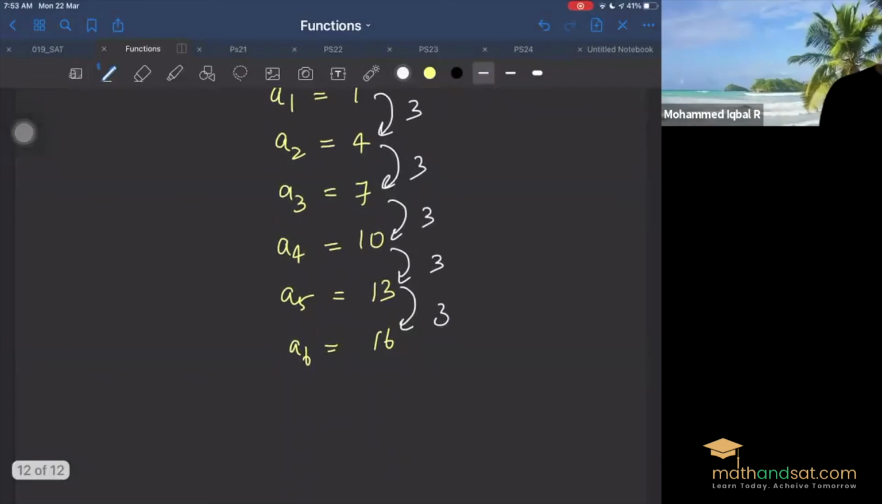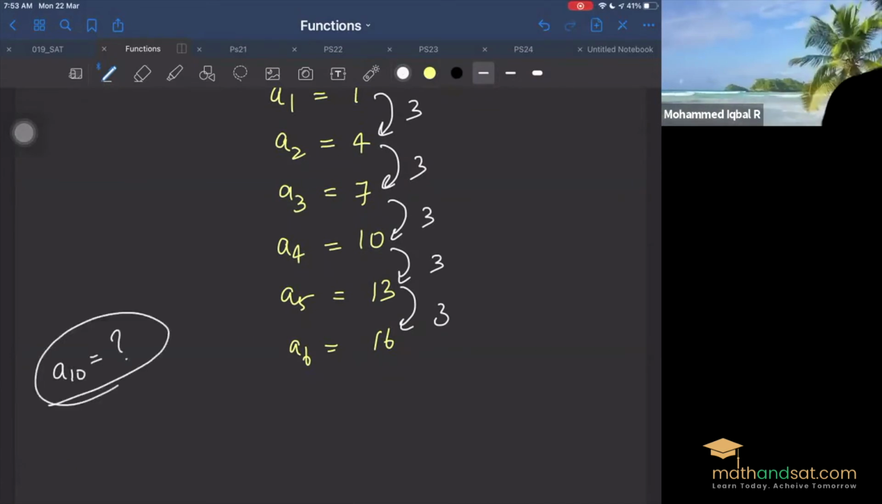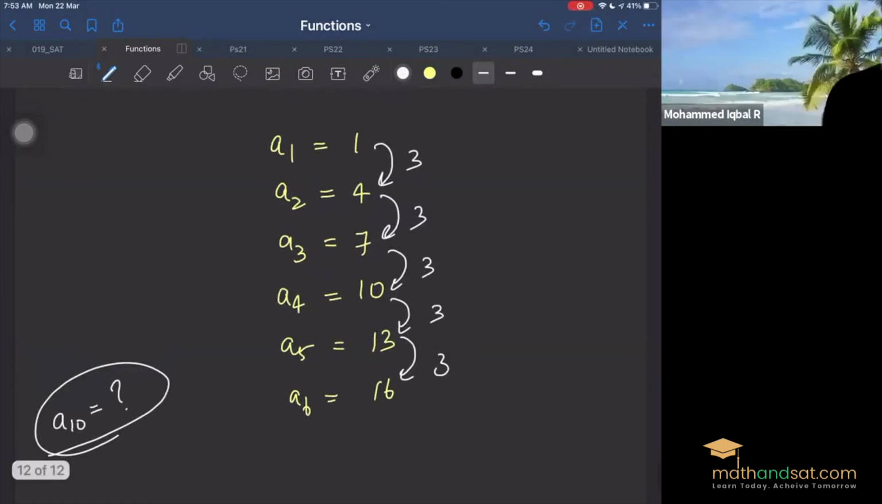Now, can you tell me what will be the 10th term of this arithmetic sequence? a10. a1 is 1, a2 is 4, a3 is 7, a4 is 10, a5 is 13, a6 is 16. What will be the 10th term?